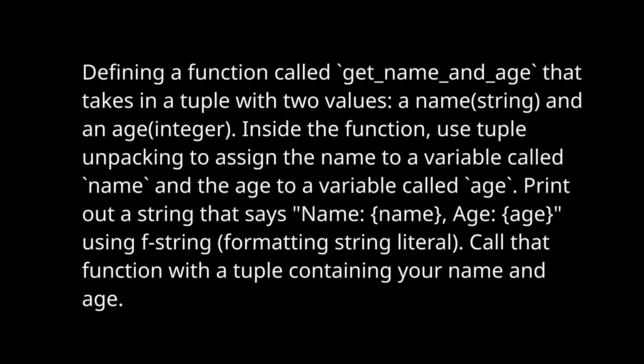Define a function get_name_and_age that takes in a tuple with two values, a name which will be a string, and an age which will be an integer. Inside the function, use tuple unpacking to assign the name to a variable called name and the age to a variable called age. Print out the string that says name, age using f-string formatting literal. Call the function with a tuple containing your name and age.